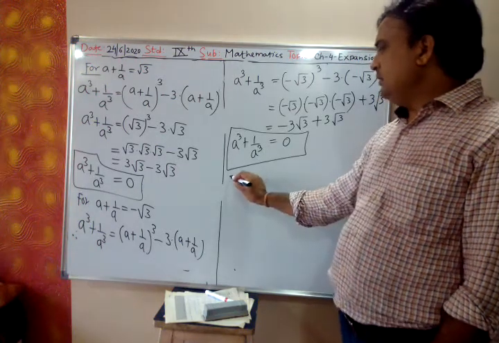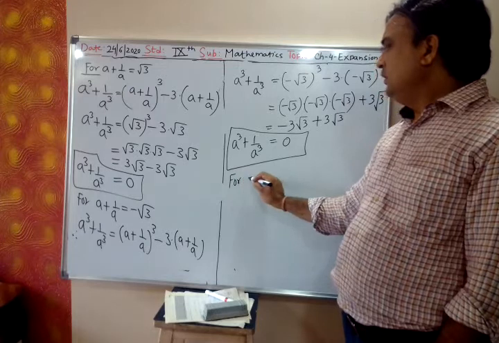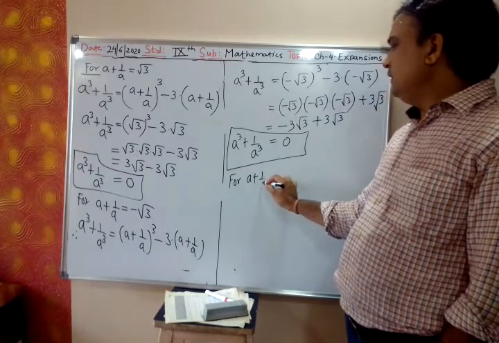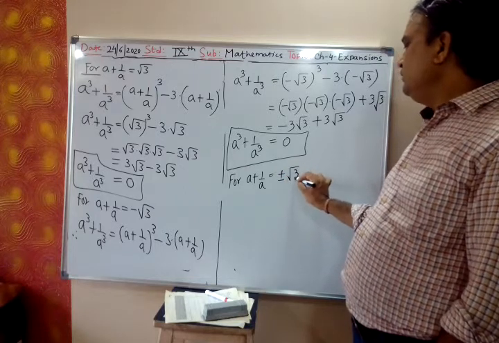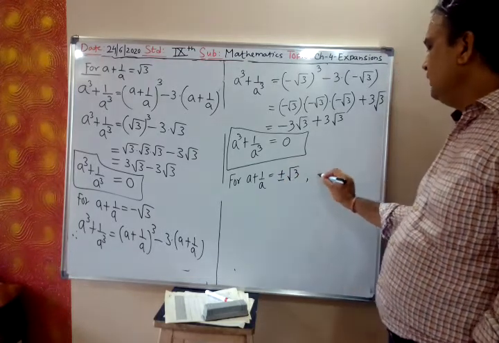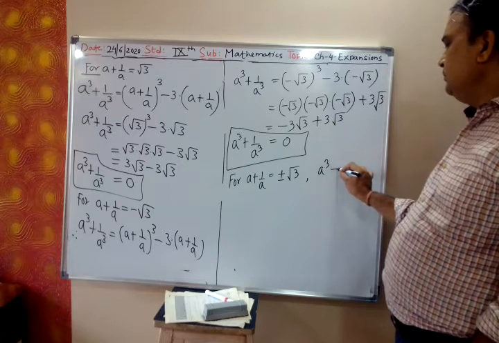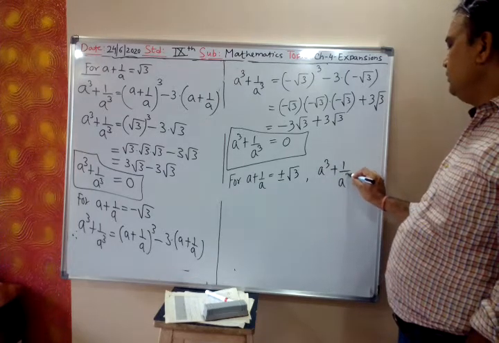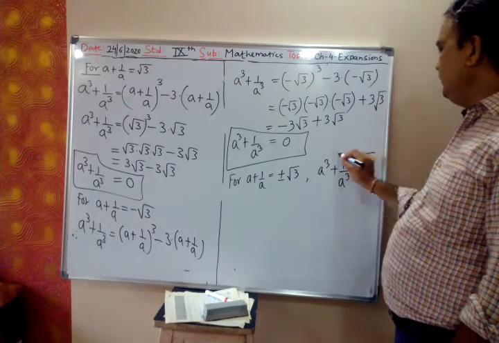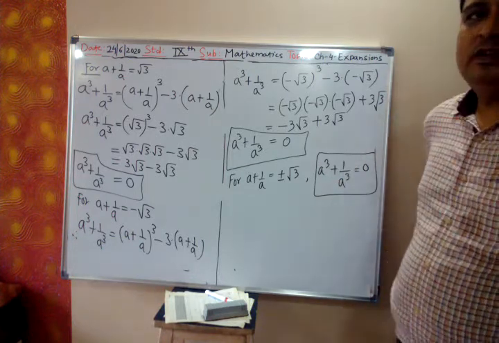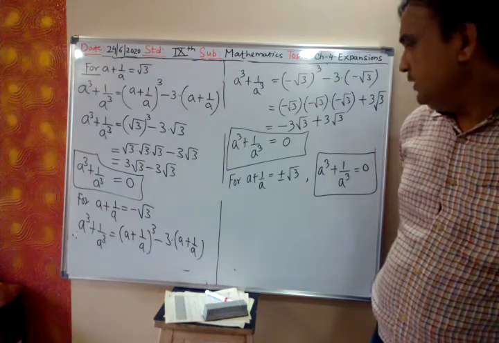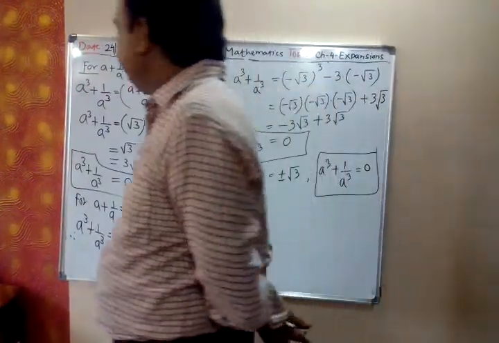So we write final answer for a plus 1 upon a is equal to plus minus root 3, plus root 3 or minus root 3, the value of a cube plus 1 upon a cube is 0 in both the cases. A cube plus 1 upon a cube value is 0.